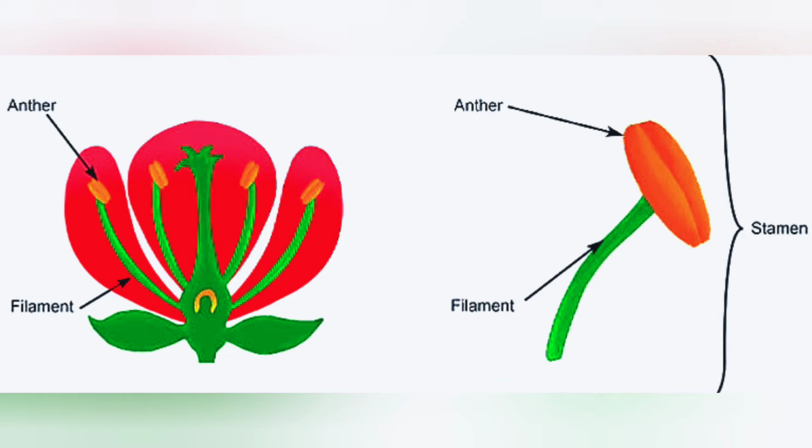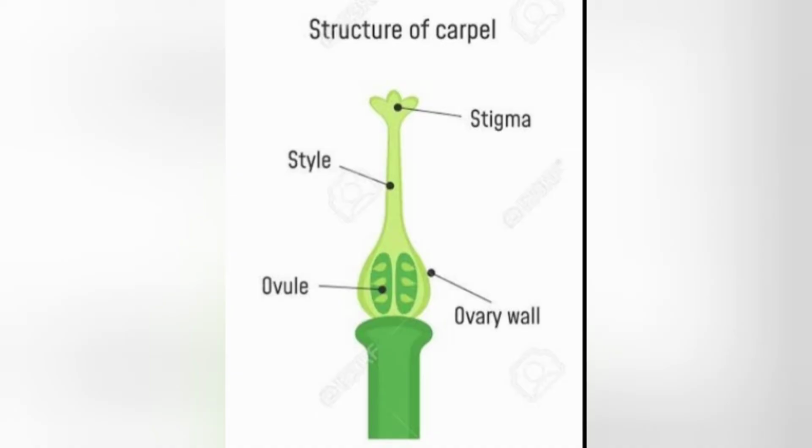Here in the flower we can see the anther, at the tip of a filament, the green colored filament. This whole structure, anther plus filament, is known as stamen. While in the pistil we can see that at its base it is swollen, forming a structure called ovary, inside which ovules are present, which are converted into seeds after fertilization. A long tube-like structure is seen here that is known as style, and the tip of the carpel or pistil is known as stigma, which is sticky in nature.